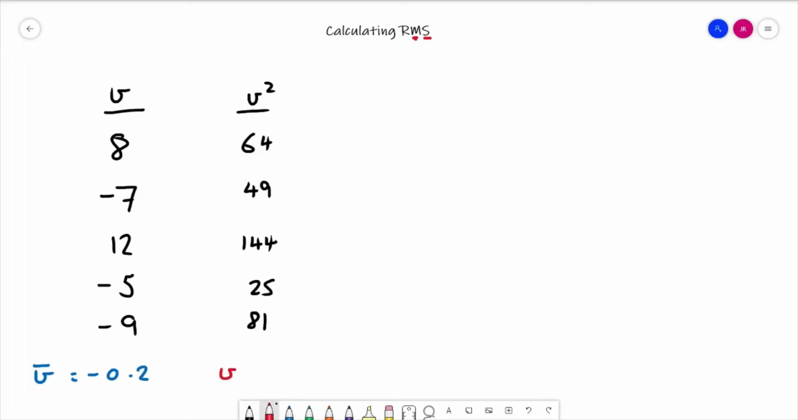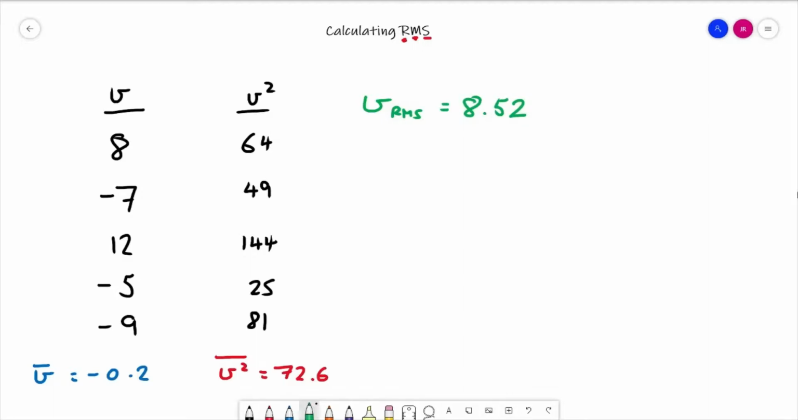And what I get is that the mean of v squared is equal to 72.6. Now again, the final step, as we said, is we've got to take the square root. So what we end up with then is that the RMS of those 5 numbers is 8.52.